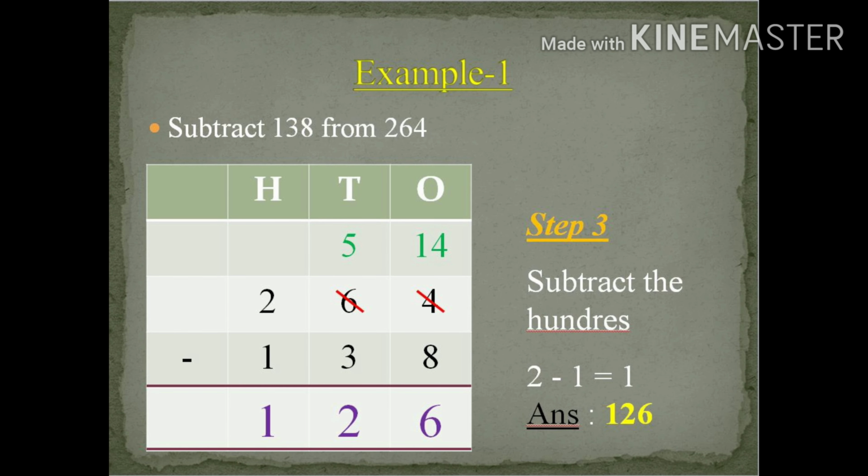Finally, we subtract from 100. From 2 we take away 1. We get 1. We write it below the hundreds column. Hence, when 138 is subtracted from 264, we get the answer as 126.